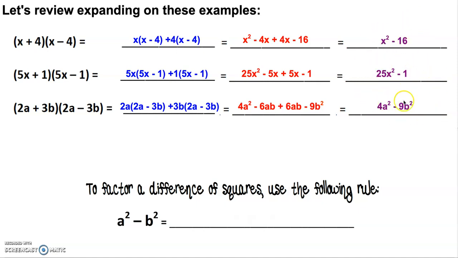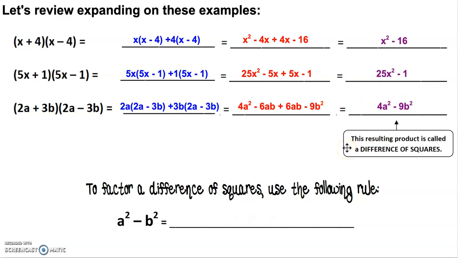All of these over here in this column are difference of squares. Difference means subtraction, and a perfect square means something times itself got me that term. So x times x got me x squared. 4 times 4 gave me the 16. 25x squared, what multiplied together to get that? Well, 5x times itself got me 25x squared. And 1 times itself got me this 1 here.